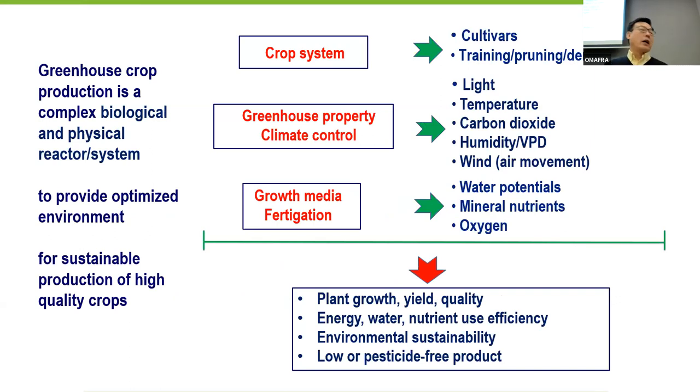The way I see the greenhouse, it is a complex physiological and biological reactor, or you can call it a system. You get so many components in it: the physical, the biological, the crop, the biological control agent, the pest. So you deal with both biological and physical aspects. The whole idea is to optimize the physical and biological environment so you can have a good output, maximizing the yield and the quality.